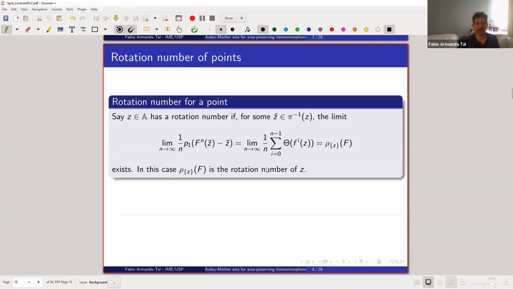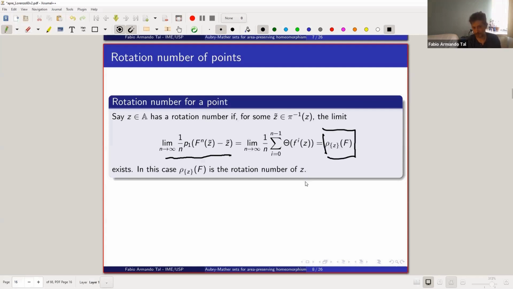time average. So given a point in the annulus, I can try to define the rotation number of this point. I say that a point has a rotation number if this limit, which is how much you have moved, the average speed you move to the right, exists. And I'll denote this by the rotation number of z for f. That means this is the rotation number of the point z for the specific lift I took of my dynamics.